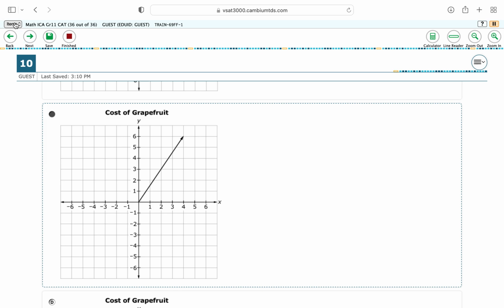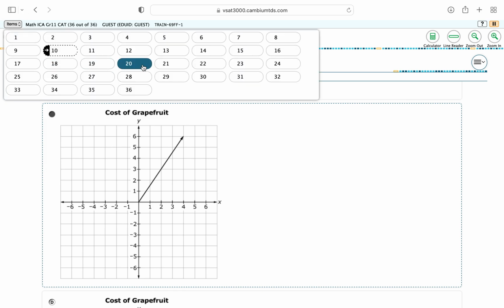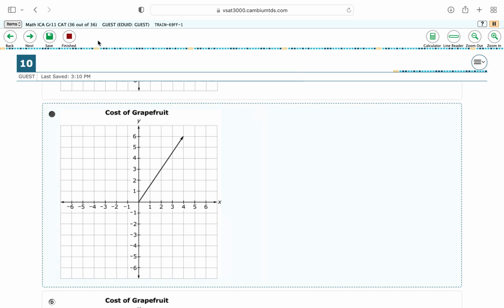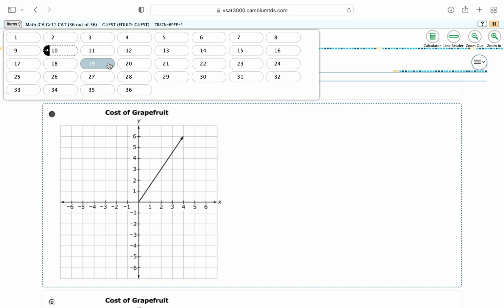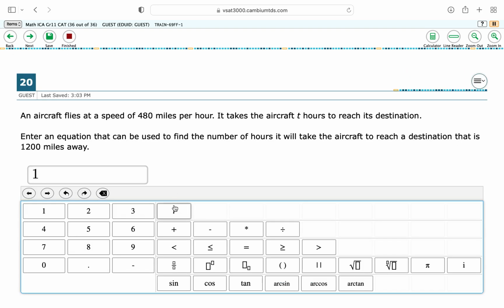Okay, the next principle. Notice, by the way, I'm navigating here. I just answered every question, so it would let me go to any one that I want to go to. Normally, you navigate to questions from here, and you can find all the items you've answered. But if you haven't answered an item, it won't show up here. So we're going to number 20.